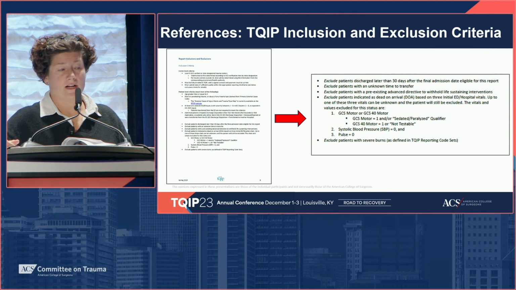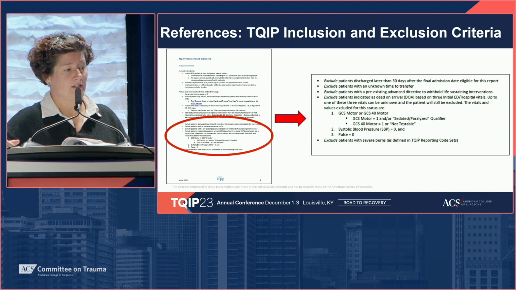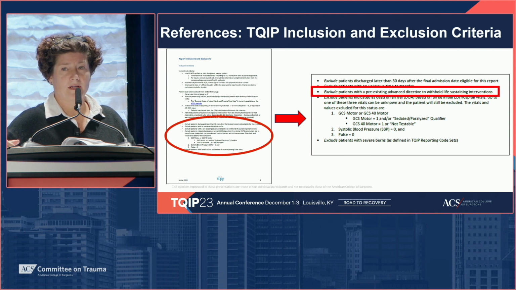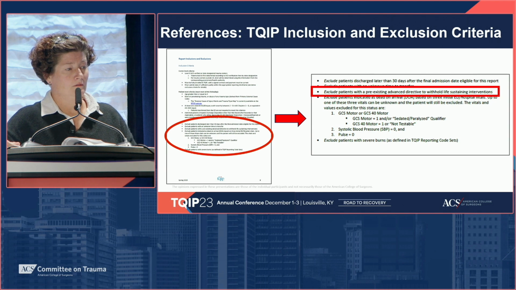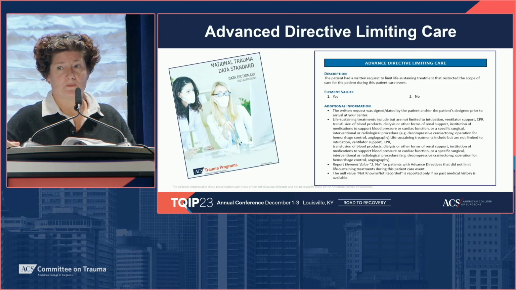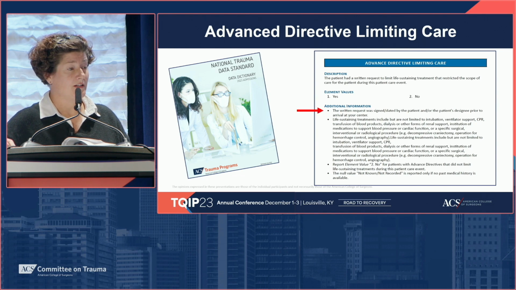And what do I stumble upon right here on page 8? The inclusion and exclusion criteria. Note, the exclusion criteria, as my colleagues have also mentioned, exclude patients with a pre-existing advance directive to withhold life-sustaining treatment. Well, let's refer to the data dictionary, to get a little more specific and help us understand what you need to be able to enter this on a case.